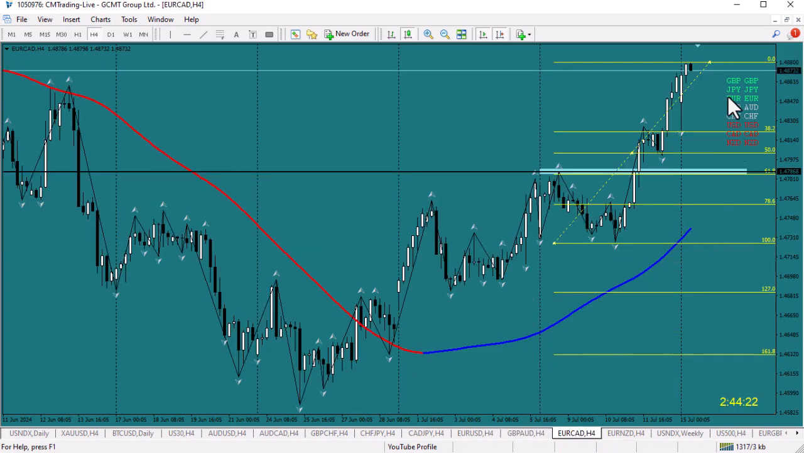Euro CAD, Euro green zone, CAD red zone, want to be long, basic. Retracement back to 61% level, right the structure here. This is the area I'm going to look for longs, if I'm lucky enough that it will retrace.